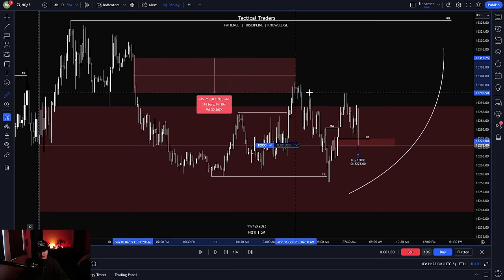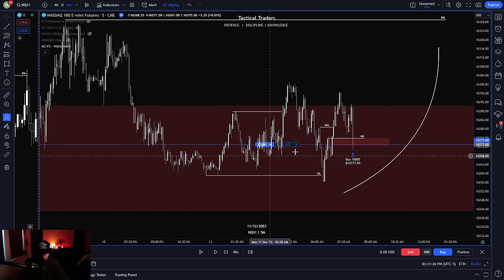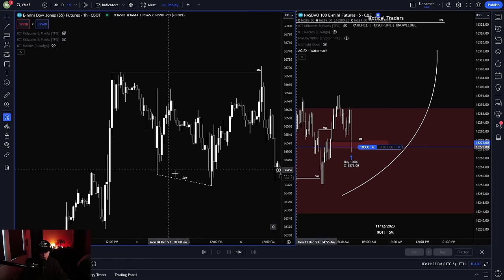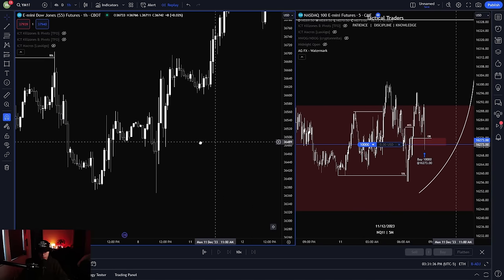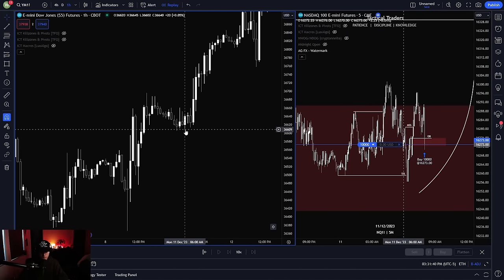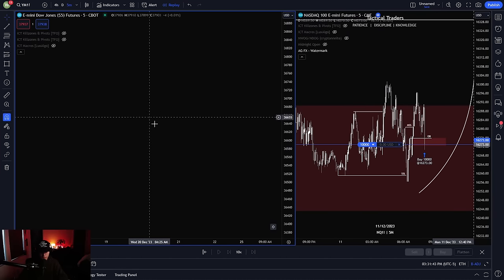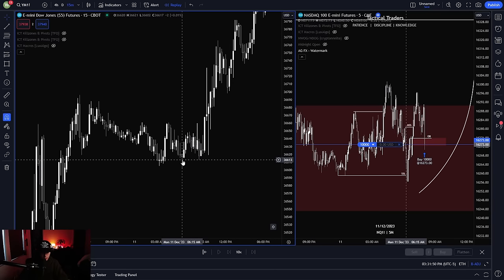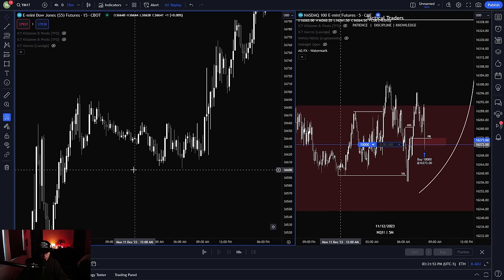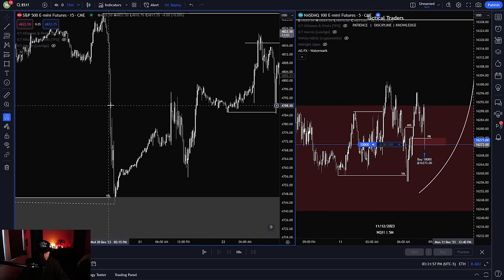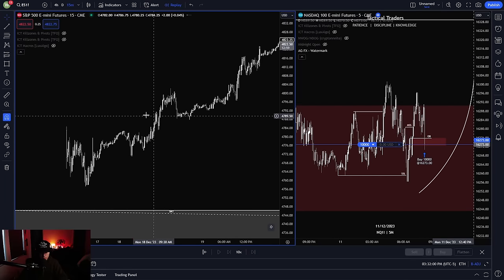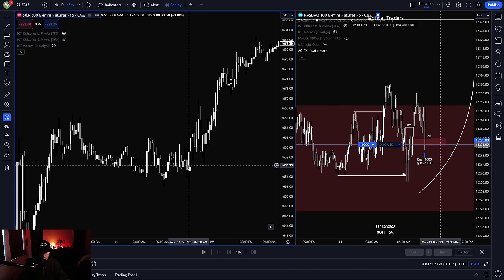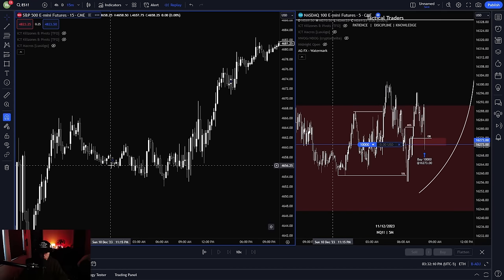Why are we moving higher? Rebalancing to the inefficiency before having the move back lower when we have a market maker sell model here. Displacement to the upside after having a manipulation move here. I'm actually not sure if there was an SMT here. There might have been. Was there? Where was this? We'll see if there was on YM or ES. I should have probably checked before. Not on YM, maybe on ES. We had no SMT there.